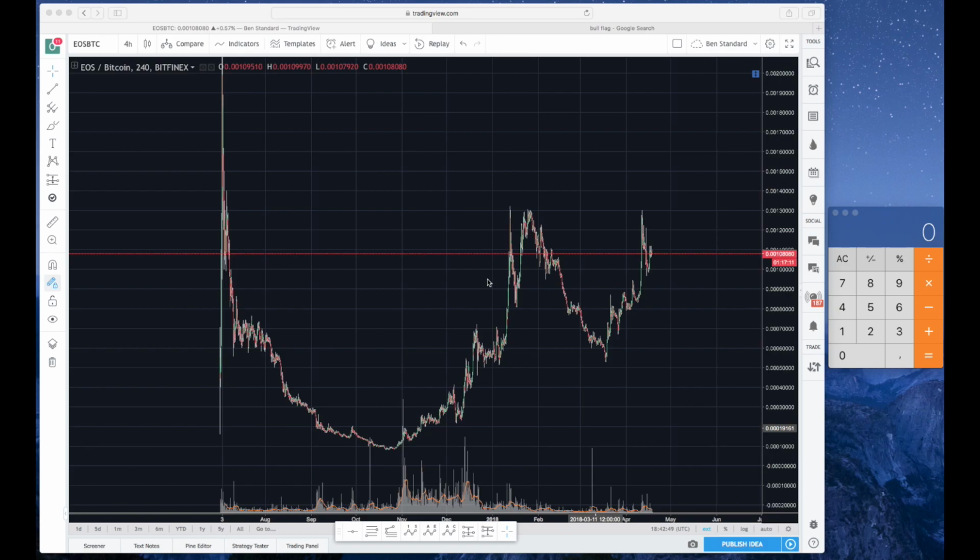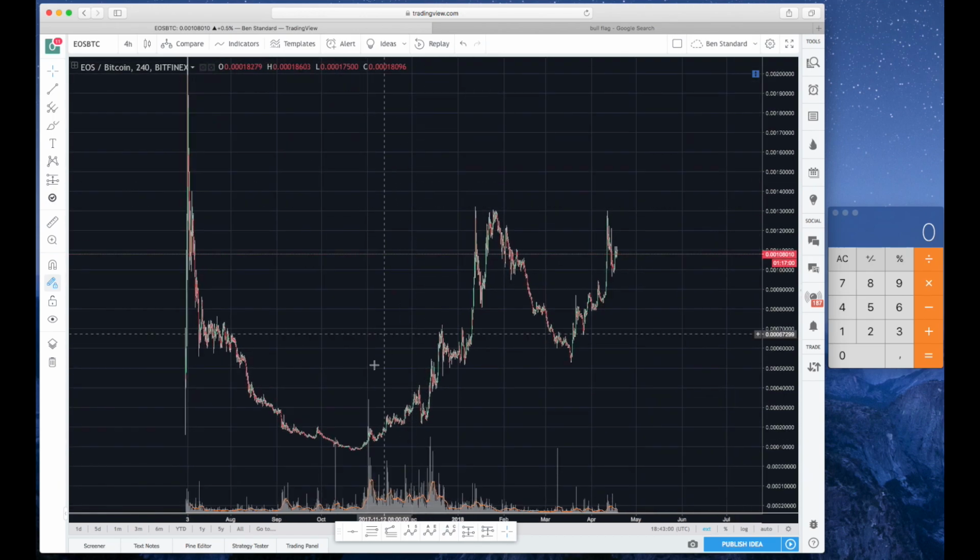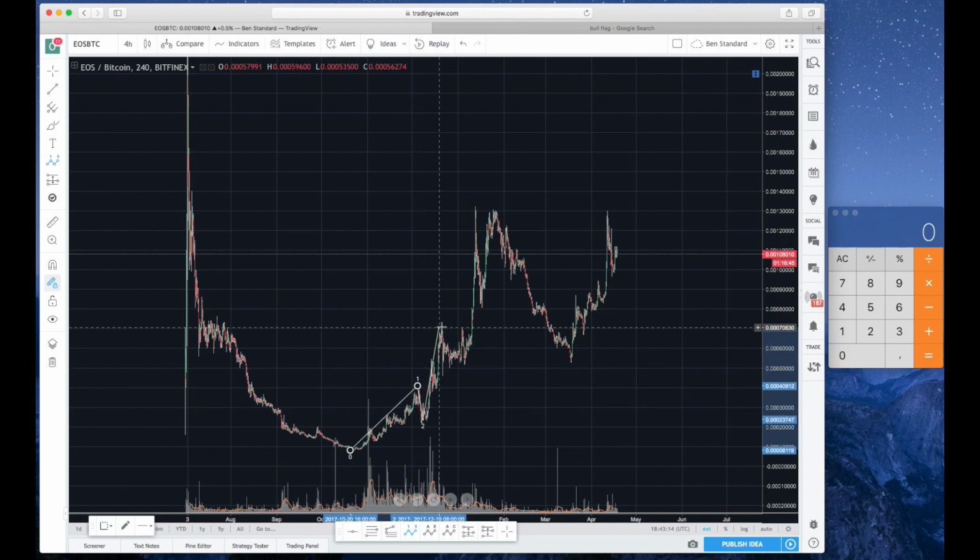What's going on, guys? So today I'm gonna show you a trade that I'm gonna make on EOS, and first off we can see that we've completed a set of 5 impulse waves, so something like this.